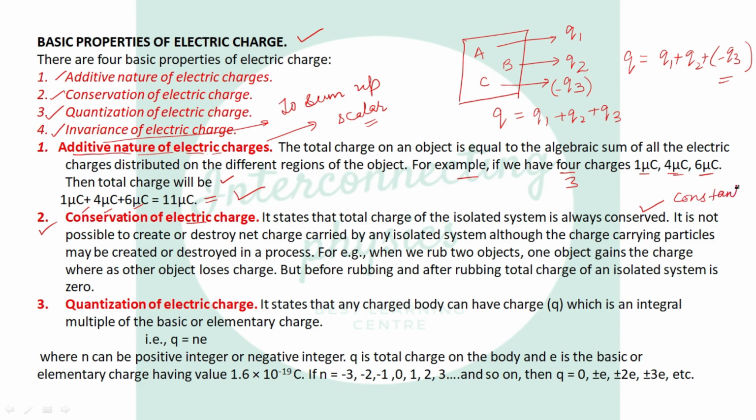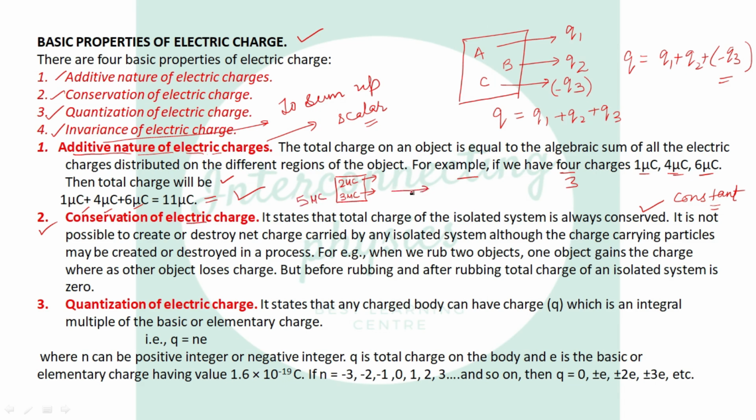So let us discuss this by taking some example. Suppose we have a body and suppose it has 2 points and the charges are 2 microcoulomb and 3 microcoulomb. So total charge will be 5 microcoulomb.